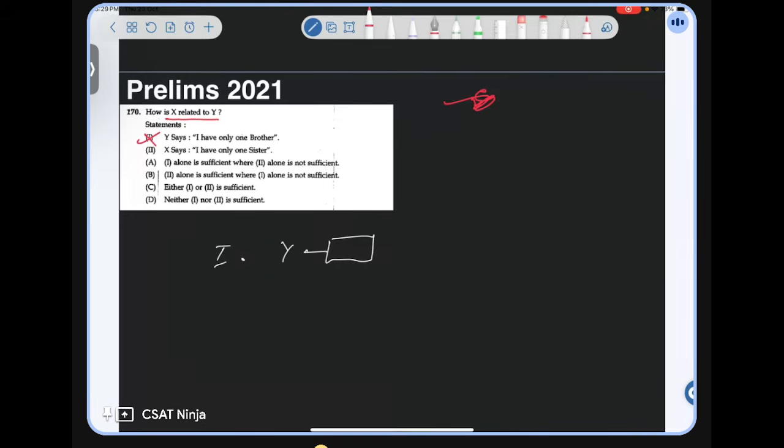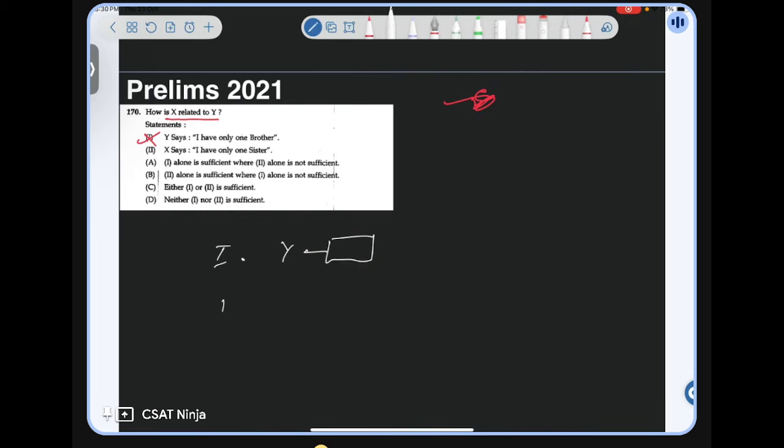statement number 1 doesn't say anything about what? About X. So how can I say that the empty space here is X? I cannot assume that. Like I've told you, avoid assumption, okay? So statement number 1 is not sufficient. Let's check statement number 2.